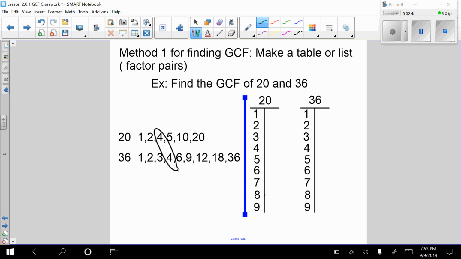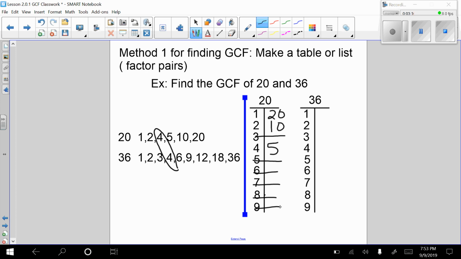We can also use our T-charts like we learned when we did prime factorization. 20, 1 times what would give me 20? I could list it as 20. 2 times 10 equals 20. 3 doesn't work, so I could just cross it out. 4 times 5 equals 20. And I'm at 5, and since I've used that already, I can cross out everything after it.